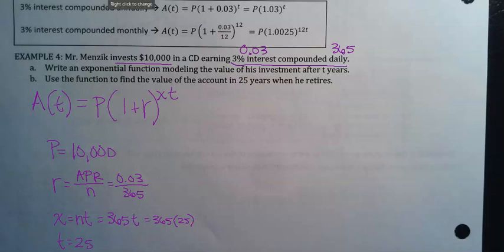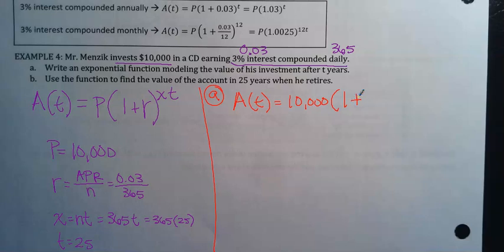Okay, so let's get to A, because A is where we write the exponential function modeling this. So we've got our exponential function here. We've got A of T equals P, so 10,000, times 1 plus our R, and our R is 0.03 over 365 raised to the power of our X to T.